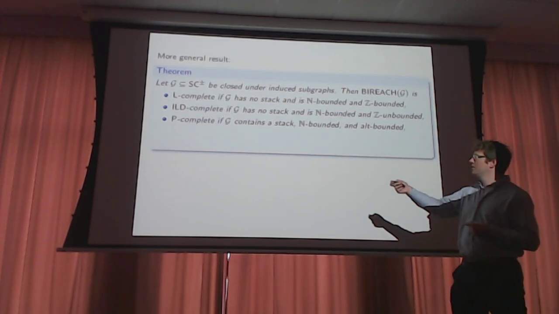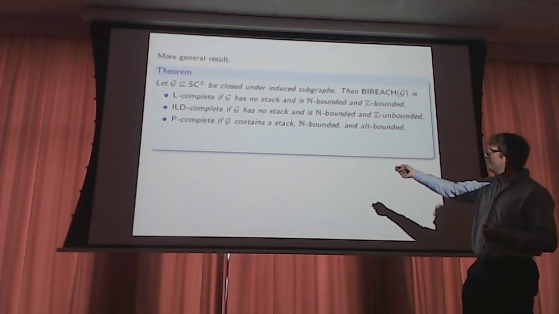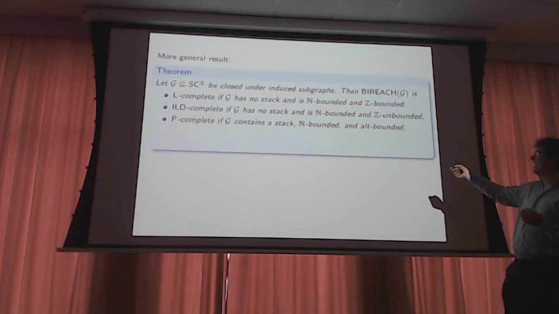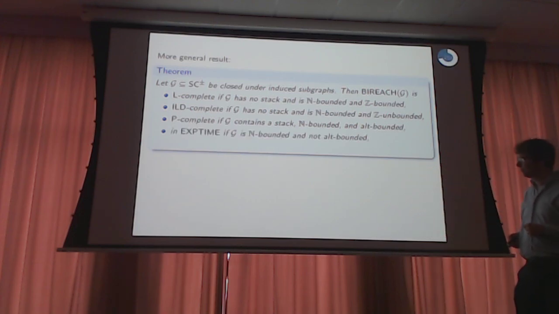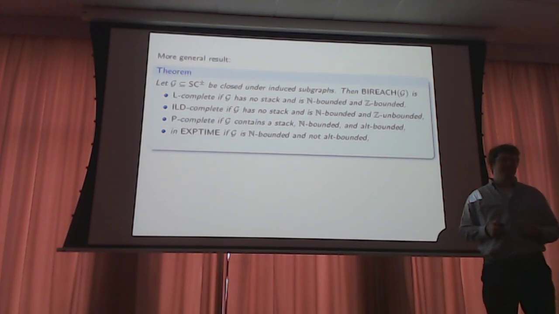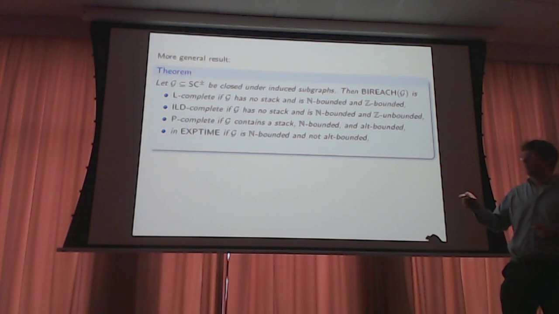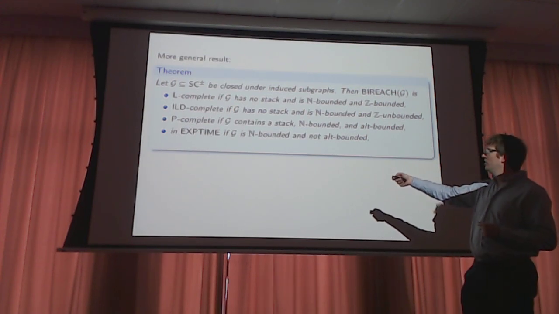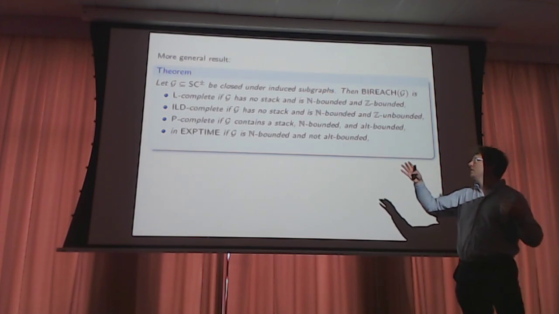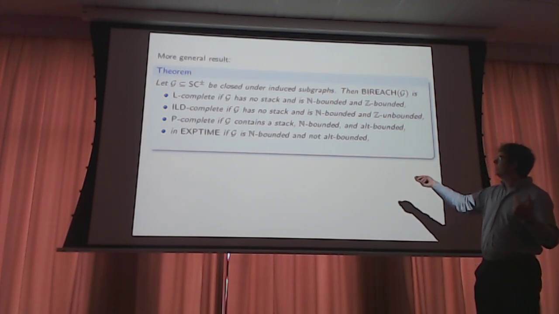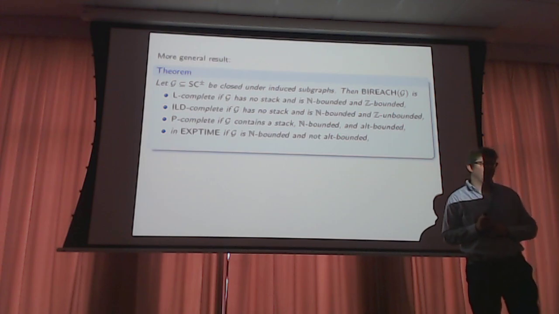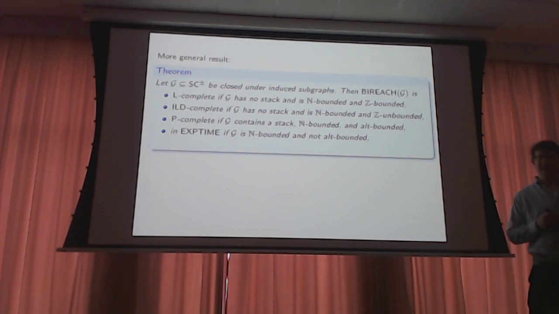It's P complete if the graph contains a stack and you're n-bounded, so you have a bounded number of VAS counters, and alternation bounded. And this is the case where we're not quite at a completeness result yet. So here we only have an upper bound. If we know we have a bounded number of VAS counters, but arbitrarily many alternations, then we only know we're in exponential time.